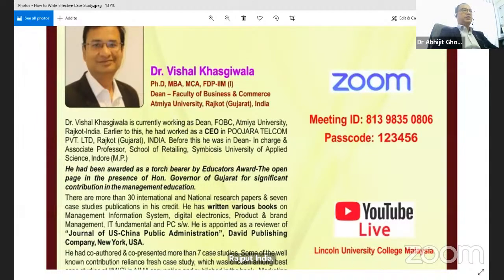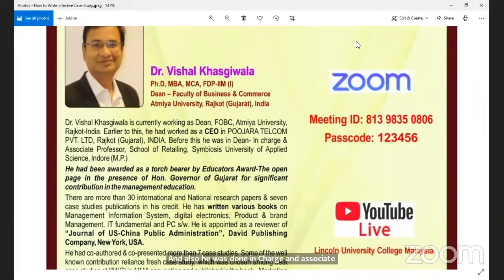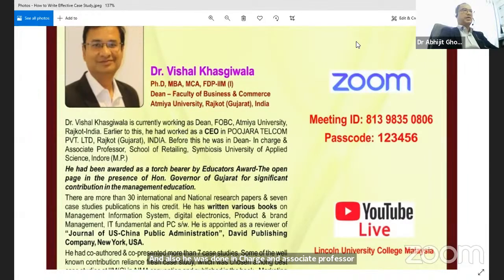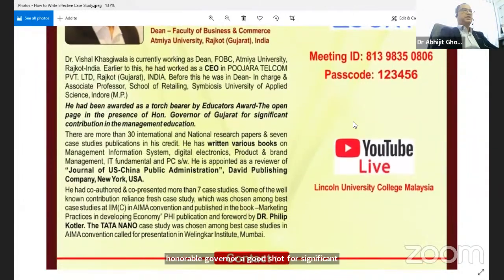Earlier, he was working as a CEO in Pujara Telecom in Rajkot, Gujarat. He was also Dean in Charge and Associate Professor, School of Retailing, Symbiosis University of Applied Sciences, Indore, MP. His qualifications include a PhD in Management, MBA, MCA, and he has completed an FDP from IIM Indore. He has been awarded as a Torchbearer by the Educators Award in the presence of the Honorable Governor of Gujarat for significant contribution to management education.